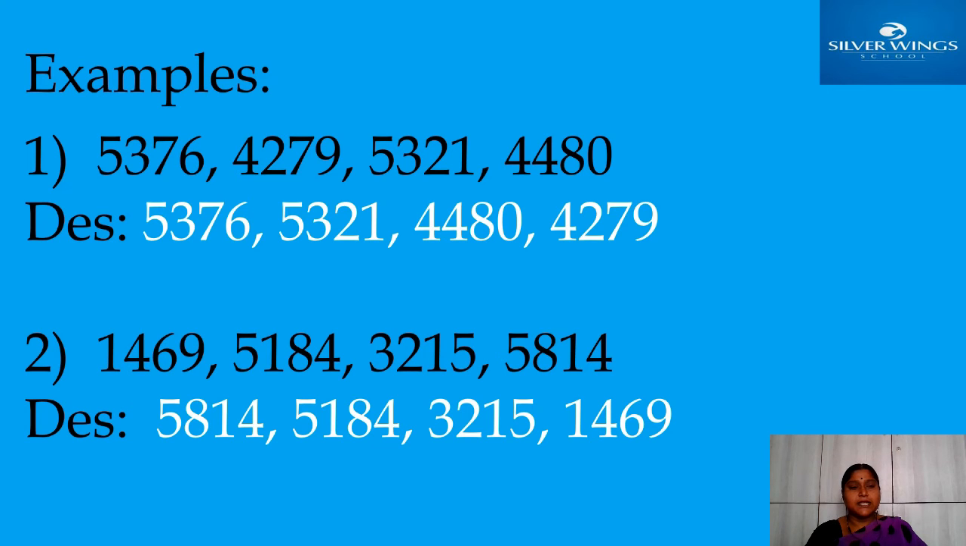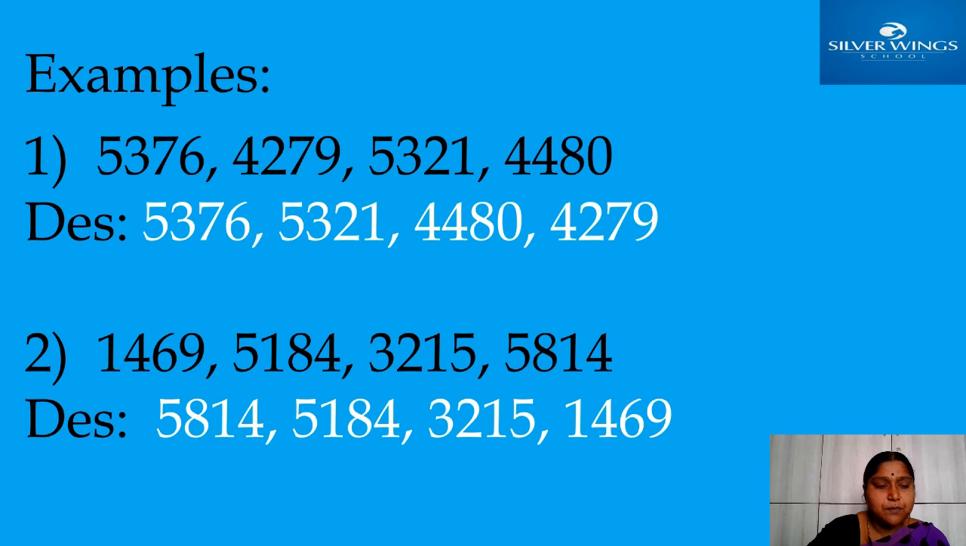Now here is one more example: 1469, 5184, 3215 and 5814. First you should read the number names clearly. Now see, all are 4-digit numbers. Now look at the first digit of every number from your extreme left. What is the first digit? For 4-digit numbers, you should look at the thousands place.